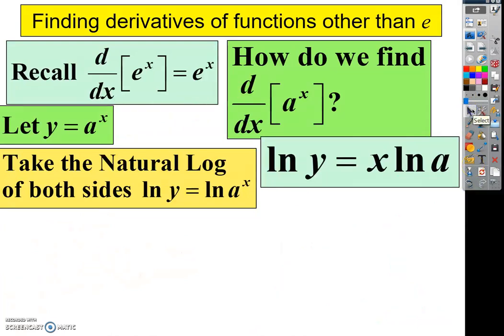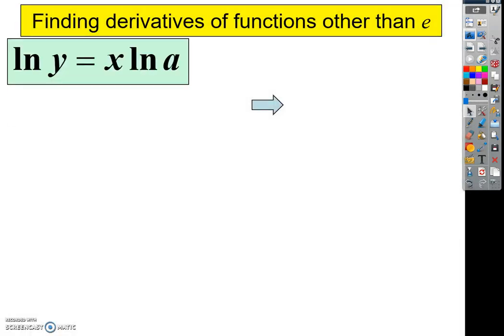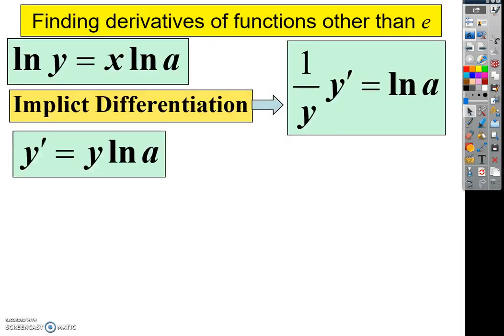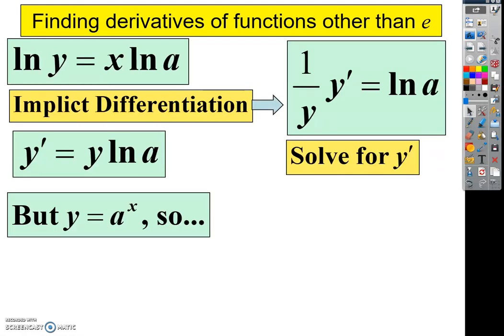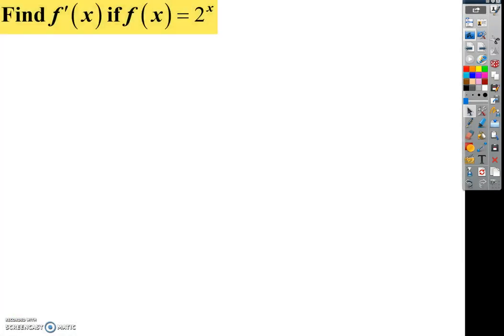So let's just see if we handle that a slightly different way. What do we know about the natural log of a? It's that it is a number. So we use implicit differentiation there, and we solve, and so there's our rule. The derivative of any base other than e, of a to the x, is a to the x times the natural log of the base. So this is the one I did a minute ago, so we'll move on to a different one, just quickly reminding you: 2 to the x times the natural log of 2 is f prime of x.